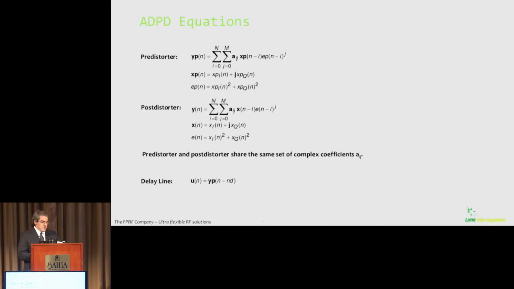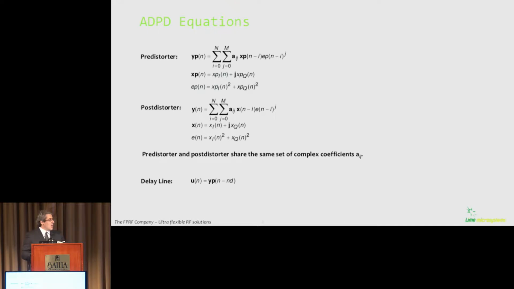Our predistortor model can be described by a set of equations. At the top of the slide, equations describe the predistortor model. After that, the following equations describe the postdistortor. So the model is the same. Also, predistortor and postdistortor share the same set of complex coefficients.